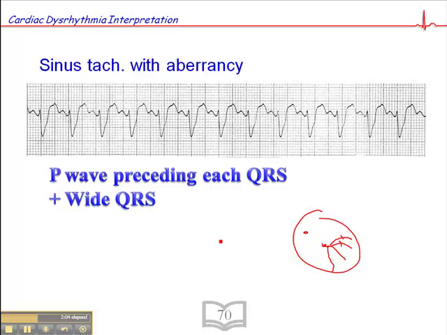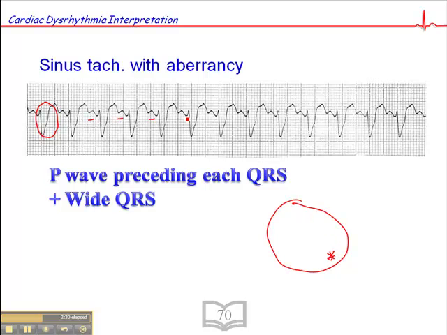So again, the key here is, when we see a wide QRS complex like this, our concern, of course, is, could it be that this is a ventricular rhythm resulting from an ectopic focus down in the ventricle? Well, no, because we see a P wave preceding each QRS. That's the key. So look for that P wave preceding each wide QRS, and then we know we're dealing with a sinus rhythm with aberrancy.